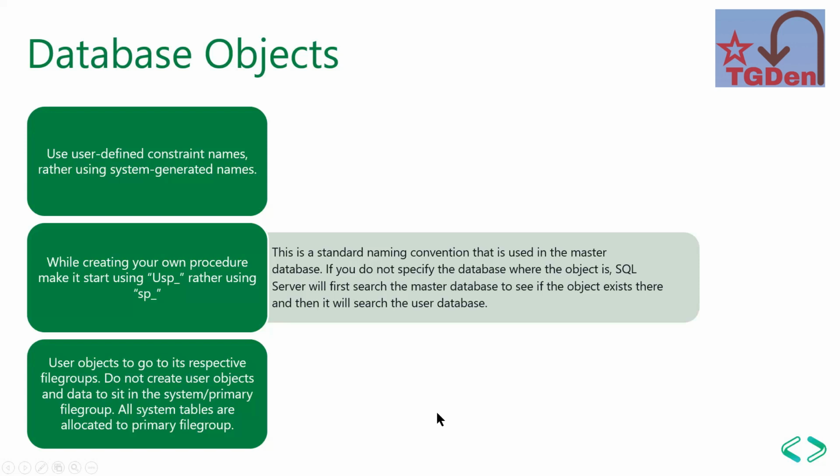Now the next important point is the database objects, which is another very important area we have to consider. I have created three sections in the database object section. One is: use user-defined constraint names rather than system-generated names. Many a time you might have seen that people create a table name or index name and allow the system to create an arbitrary name. I would always suggest that instead, you take your own control and create the names of the objects with a proper naming standard.